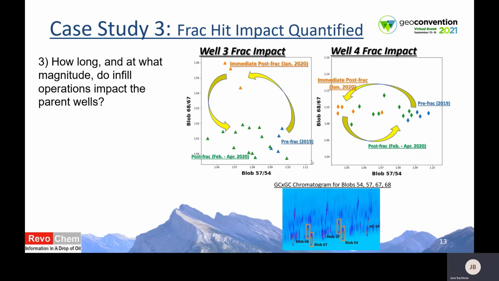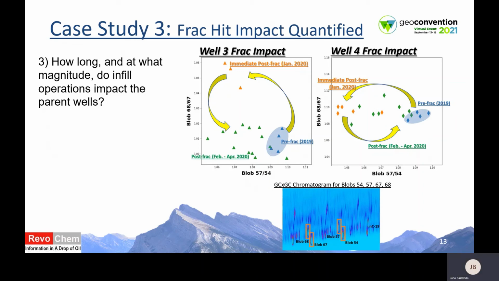Now, the next big question the operator wanted to understand is the frac hit impact. And so in this slide, we look at the impact on the parent wells from infill drilling and the duration of the frac hit impact. So you're looking at 2 cross-plots. We have cross-plots of well 3 produced oil data and well 4 produced oil data. So before offset activity, we collected produced oils, and that you see here in these blue ovals.